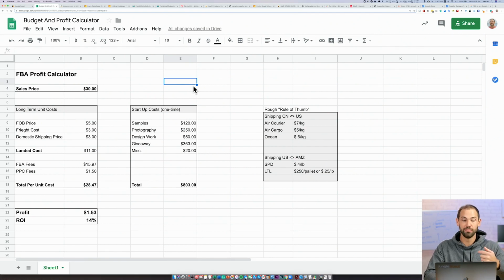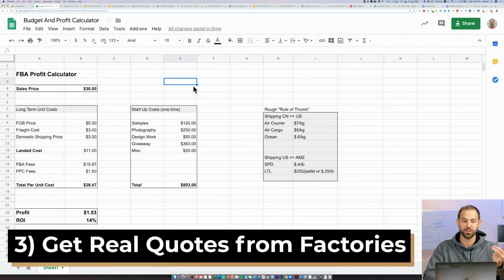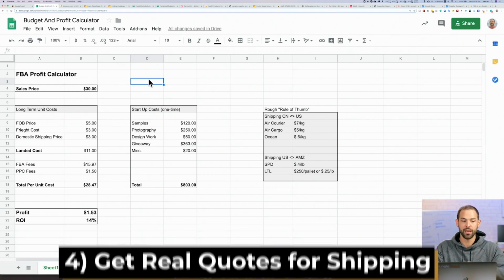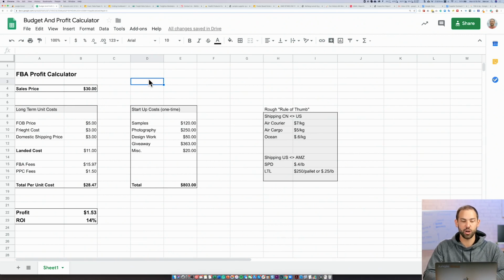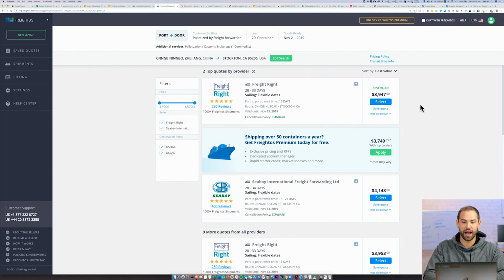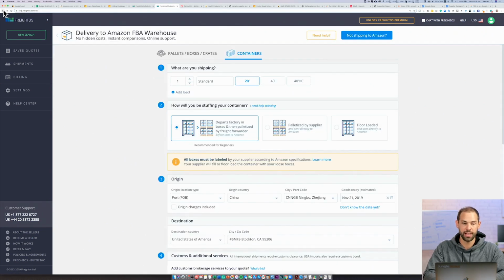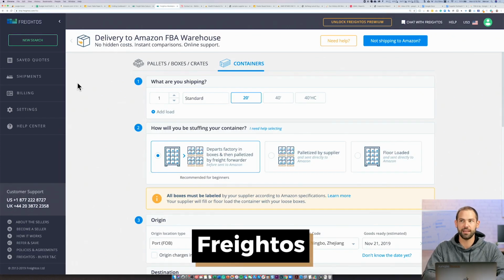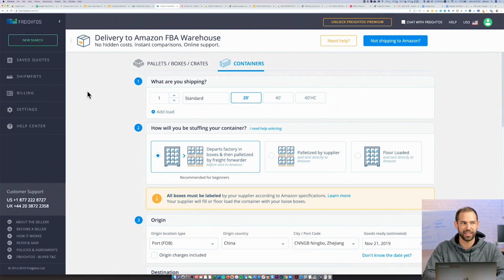After that, if you want to get more accurate than that, it's time to get real quotes from factories as well as a real quote for shipping. There's a few different online shipping calculators. The easiest way that I've found probably to get real shipping prices is to use something called Freightos. Freightos is a company that you can kind of think of as like an Expedia or Travelocity or something for freight forwarders. So you put your information in here.